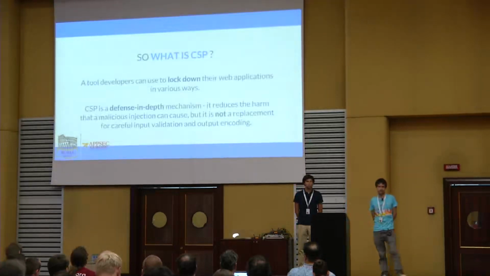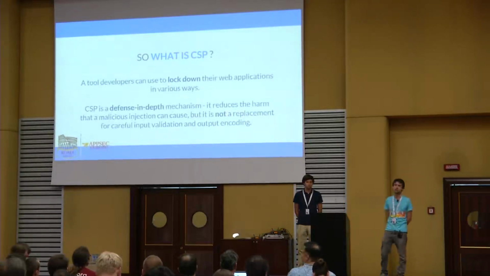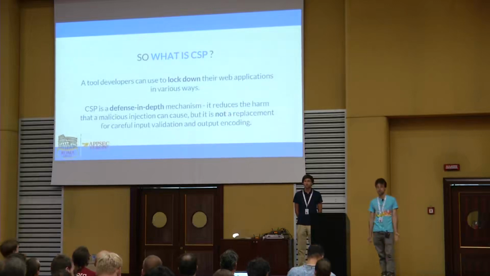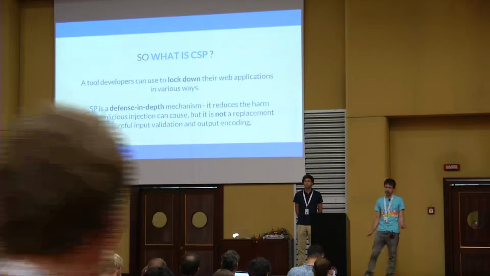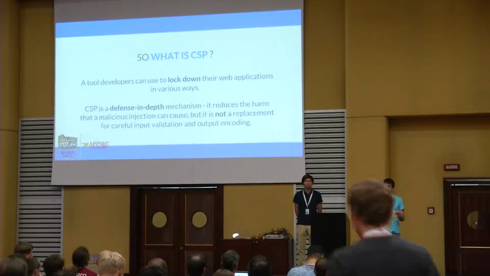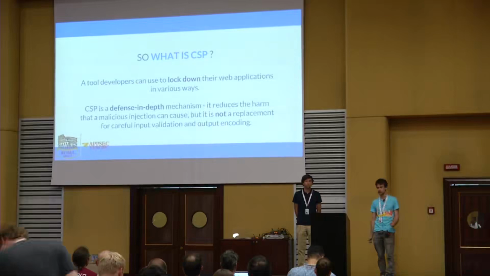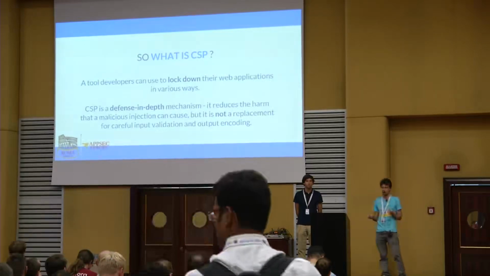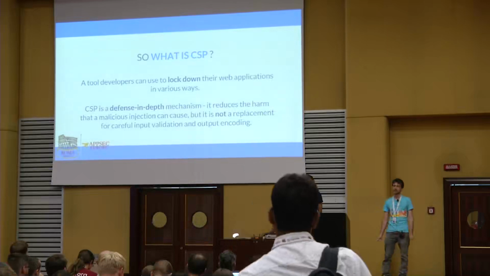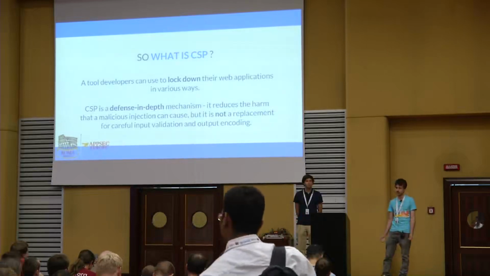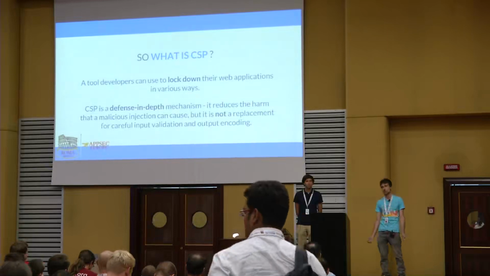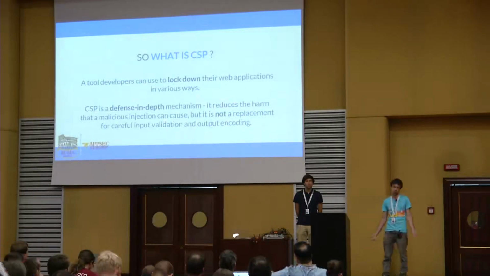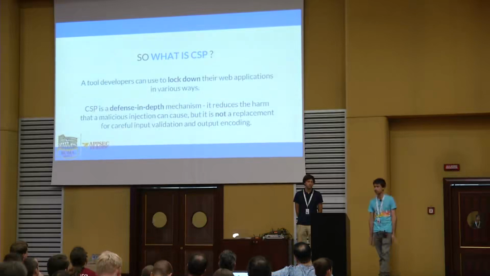So, what's CSP? CSP is a tool that web developers can use to lock down their web applications in many ways. It is very important to note that CSP is a defense in depth mechanism. This means it is a second layer of defense, and it reduces the harm of malicious markup injection, but it's not to be considered a replacement for actually fixing the bug. So for input validation, or mostly input validation, but also output encoding, right? It's very important. We're talking about a mitigation here.